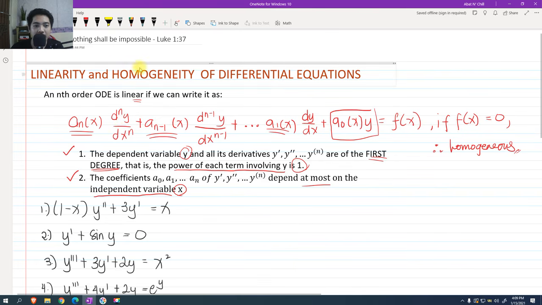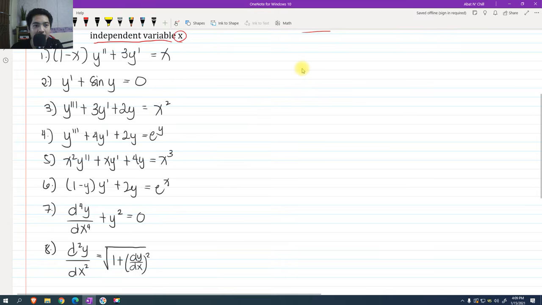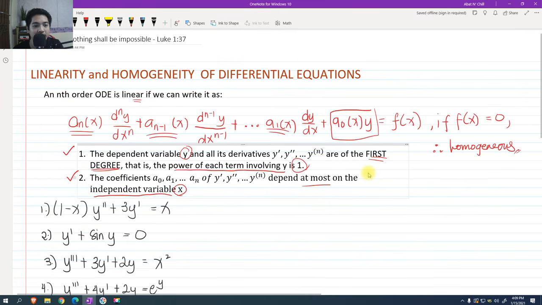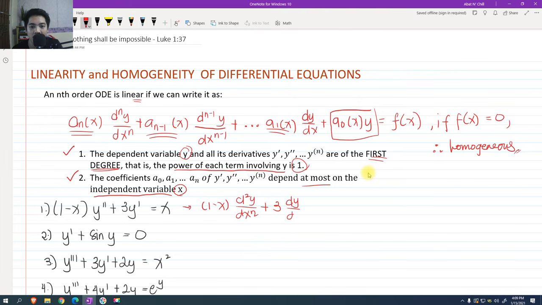So, let's try to answer some of the given examples. We have here 1 minus x of the second derivative. If we are going to rewrite this, it would be 1 minus x times the second derivative of y with respect to x, and then plus 3 times dy over dx, because it's only y prime, equals x.